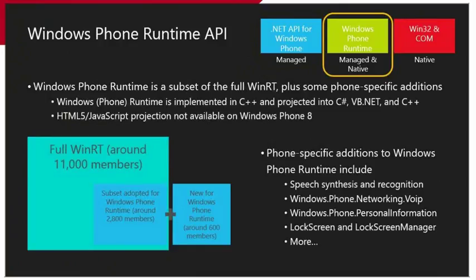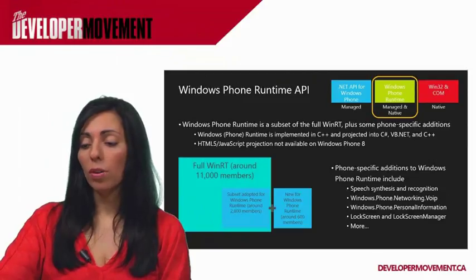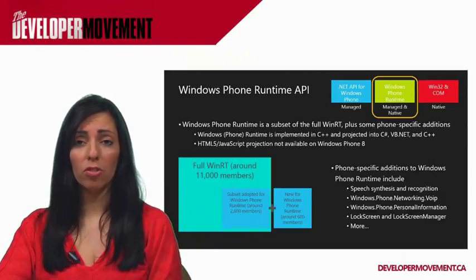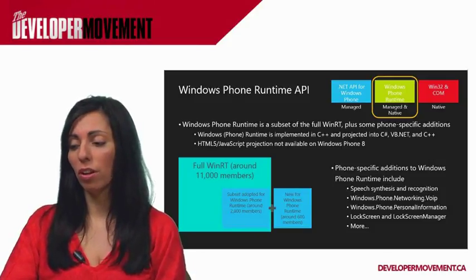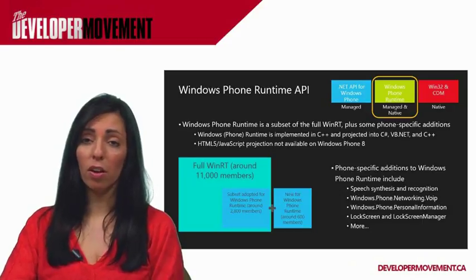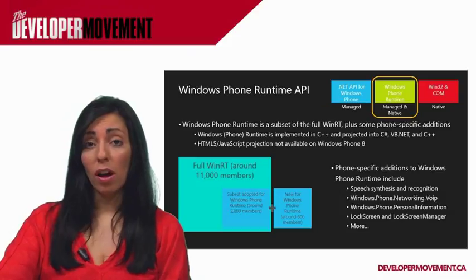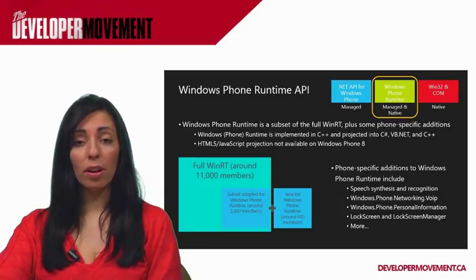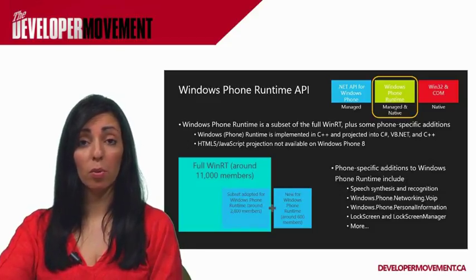Now, the Windows Phone Runtime API is a subset of the full WinRT that's available on Windows 8. And this is exactly the reason why you can't just take a Windows Phone 8 app and run it on Windows 8, because there are also some phone-specific features that are included in the WinRT, which allow you to leverage speech recognition, lock screen integration, personal information, and voice over IP, along with other things that aren't available in Windows 8. Also note that HTML5 is not a supported app model in Windows Phone 8 the way it is in Windows 8, but there is a workaround, and we will discuss that in a little while.